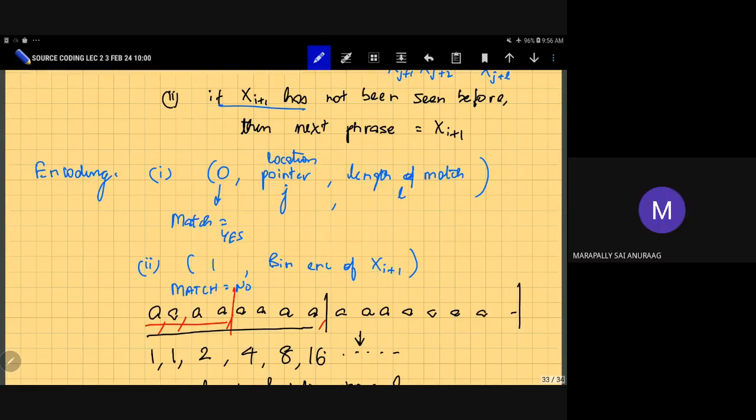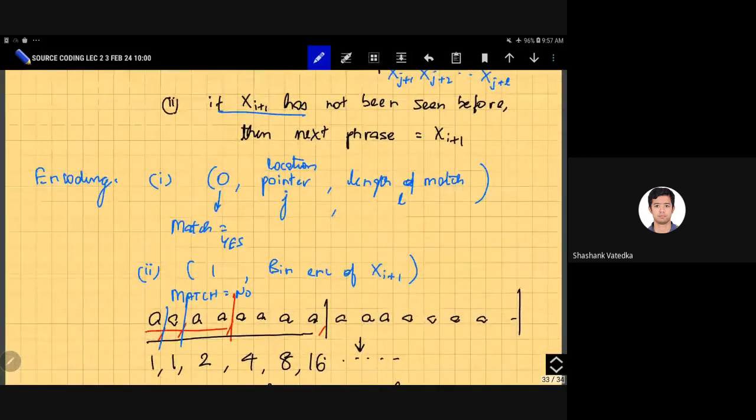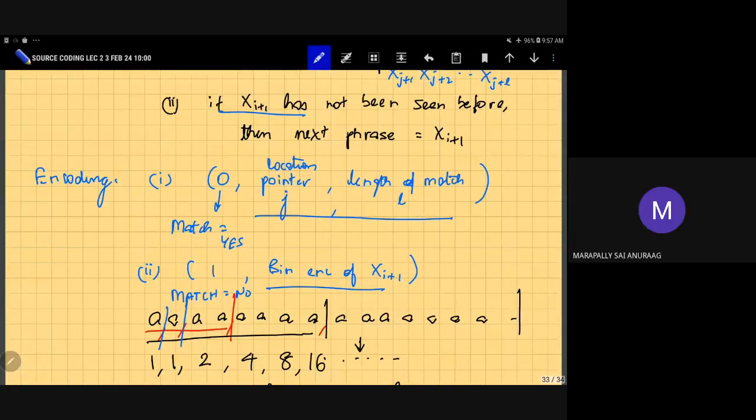So when there is a match, won't it be better if we use the minimum of both? Let's say the binary encoding of... So there is a match, right? I guess you're talking about this particular case where after an A you have an A, so it seems that this would take more space than just this. Is that what you're concerned about?